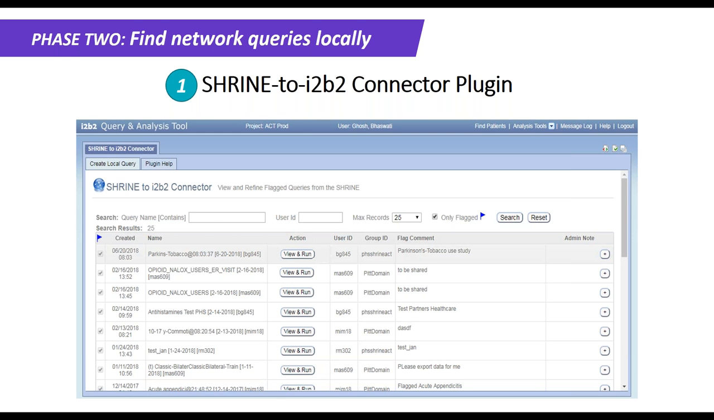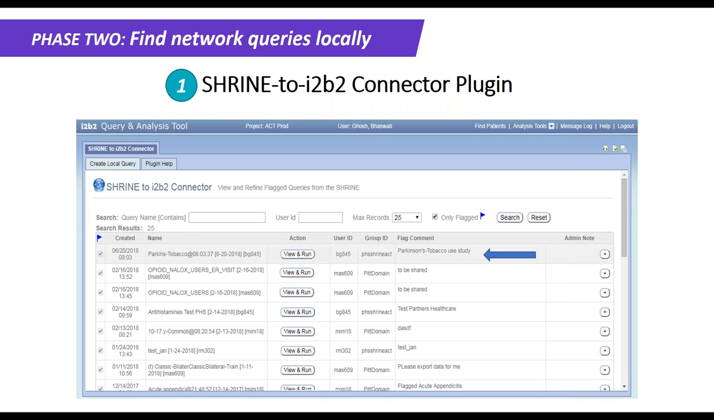Is the list of flagged queries in the network available to any user at any site? No, this depends on how much access you have. So an i2b2 user needs a manager role to get to this. Yeah.